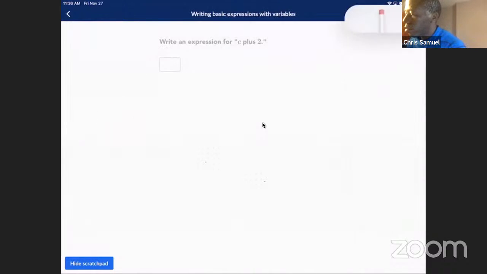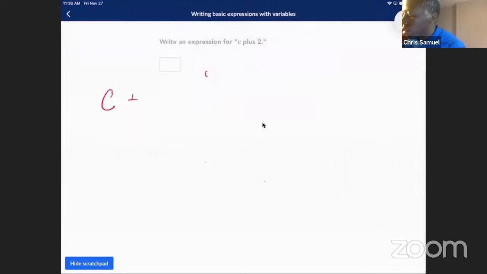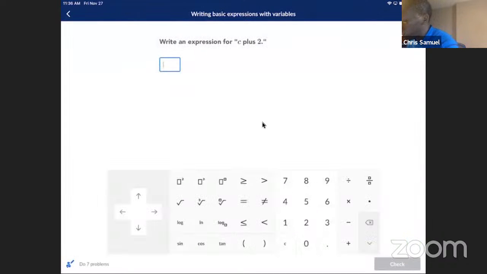All right, so let me go to c plus 2. So c plus 2 would be the expression, right? So we say, can we write c? Yeah, c plus 2.